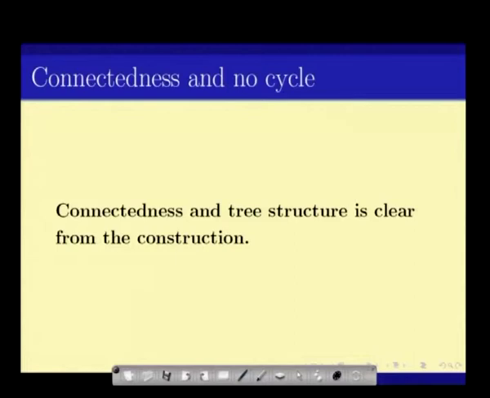If I have not seen it before, then how can I get a cycle back? So, the no cycle, the tree structure is also ensured. The fun starts when we look for this minimum, proof that it is an MST. For that we have to look at the properties of the trees.